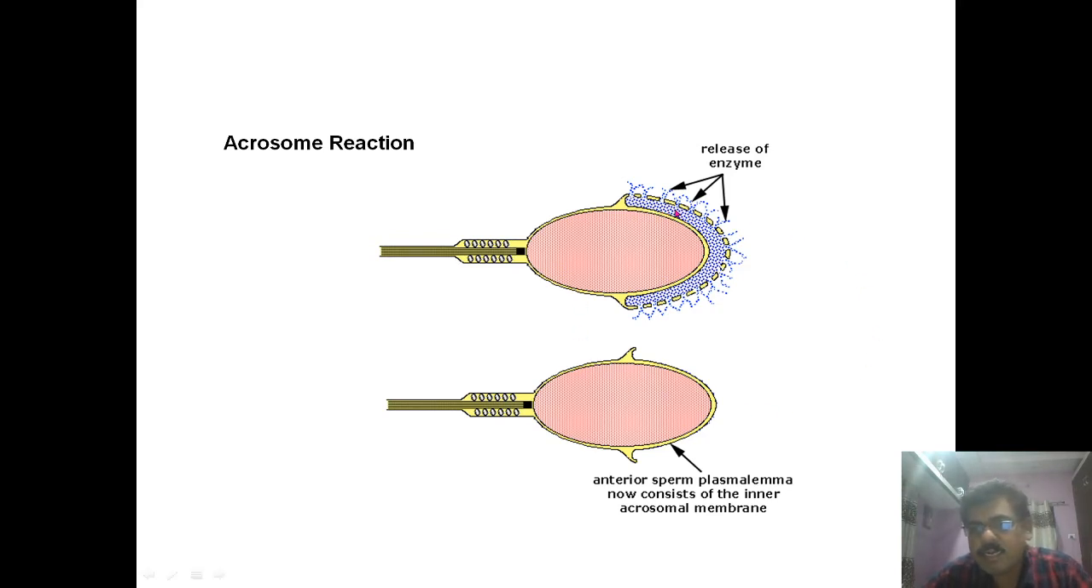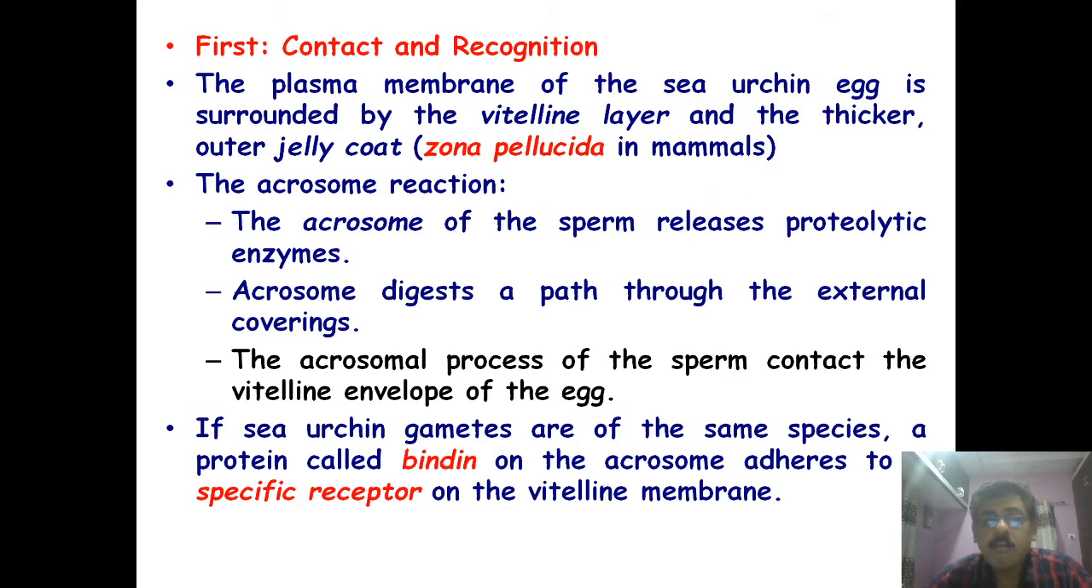This is the acrosomal content which is filled in the acrosome of the sperm, and during this it ruptures and releases the entire acrosomal content towards the outer covering of the ovum, either the jelly coat or the corona radiata. In the first step, contact and recognition, the plasma membrane of the sea urchin egg is surrounded by the vitelline membrane and the thicker outer covering that we have earlier discussed, the jelly coat. And in the case of mammals, it is the zona pellucida.